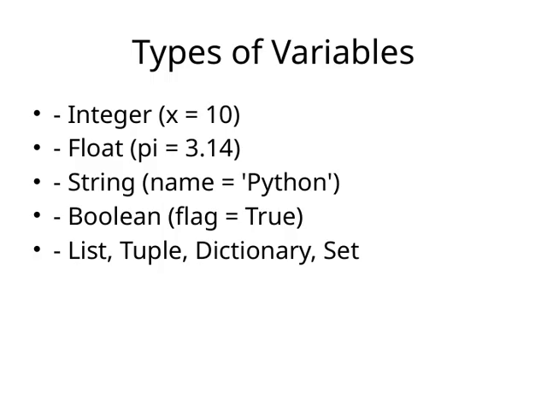Then, we have booleans, which are simple true or false values, exemplified by a flag set to True. These are incredibly useful for decision-making and control flow. Lastly, we have more complex data structures like lists, tuples, dictionaries, and sets. These help us organize and manage collections of data efficiently. Understanding these variable types is fundamental because they form the building blocks for writing versatile and effective code, aligning with our overall goal of mastering programming concepts.